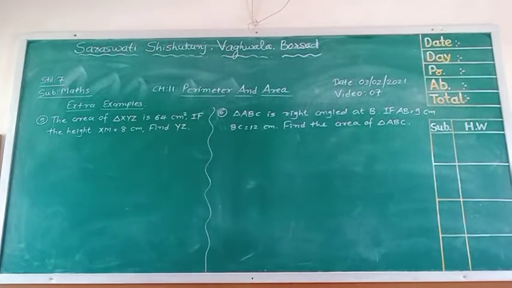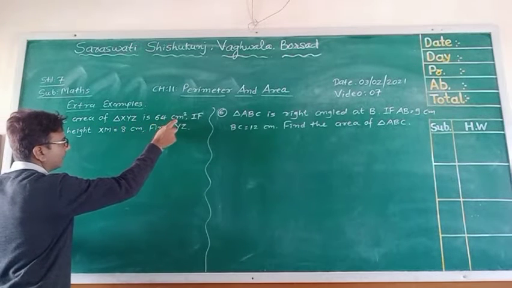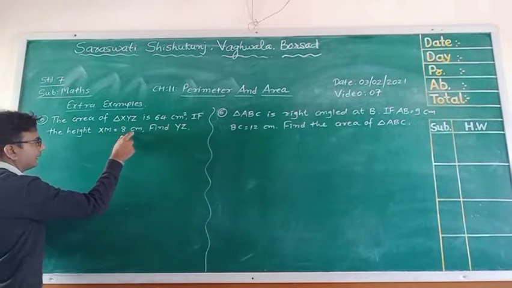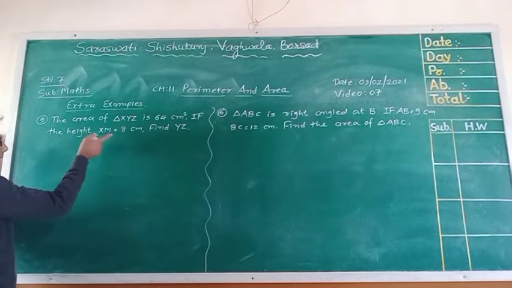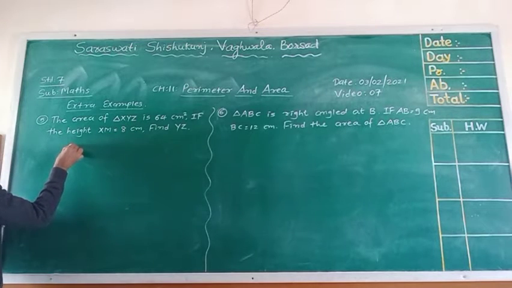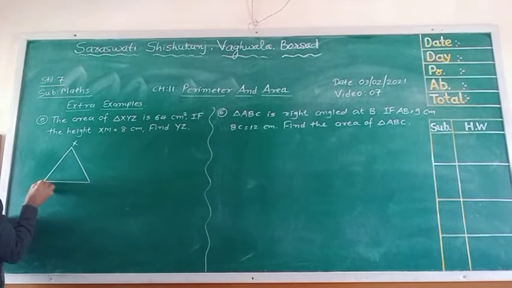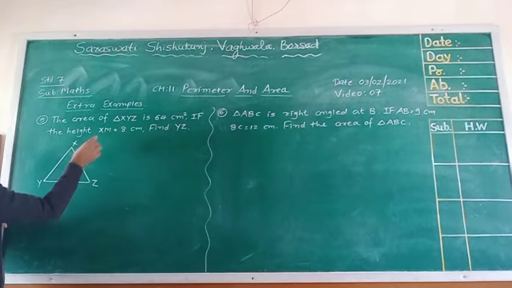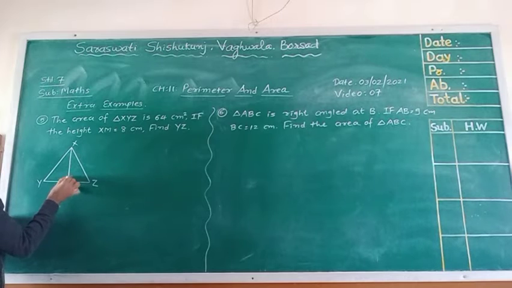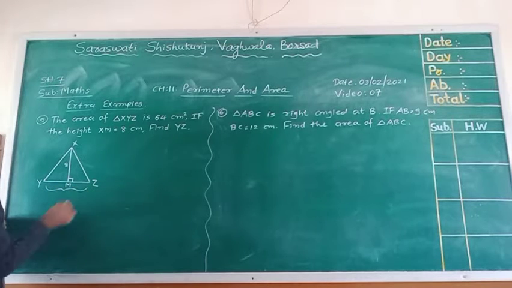In the next sum, the area of triangle XYZ is 64 centimeters squared, meaning the area is given. If the height XM equals 8 centimeters, find YZ. In this case we can observe the height measurement is given, the base measurement we have to find, and the area is also given. In this triangle XYZ, XM is the height on YZ. XM measurement is 8 centimeters. This base measurement we have to find.